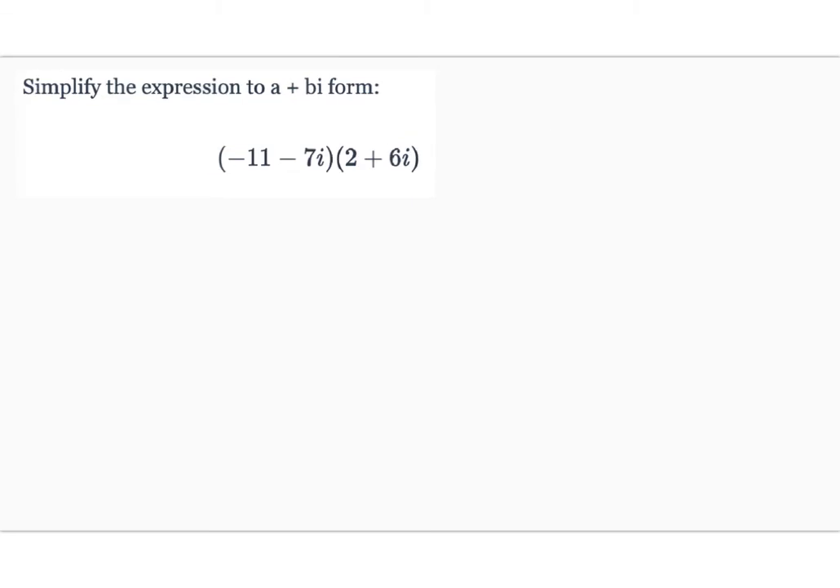We can also deal with this in terms of multiplication. The trick here, in fact the hardest part, is remembering that i squared is always equal to negative 1 because i is defined as the square root of negative 1. So when we multiply things out, negative 11 times 2 is negative 22. Negative 11 times 6 is minus 66i. And then we're going to have negative 7i times 2, minus 14i. And negative 7i times 6 is minus 42i squared.